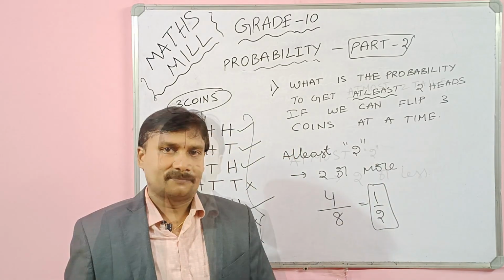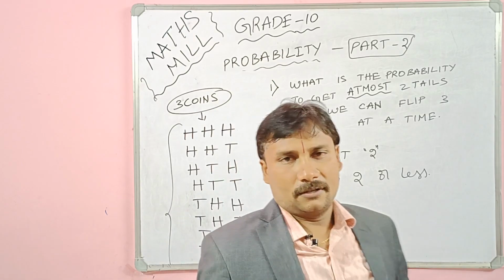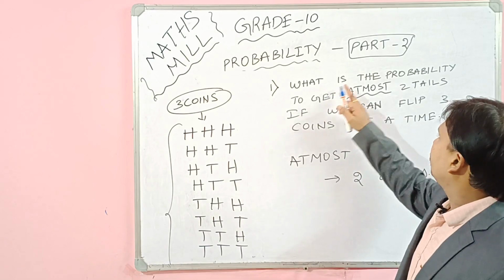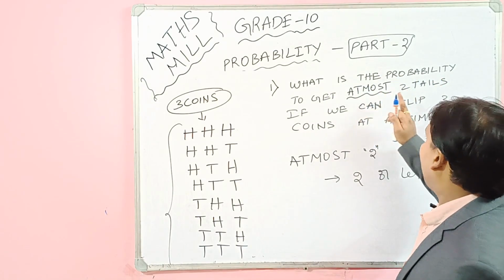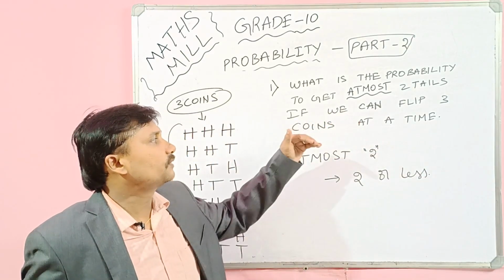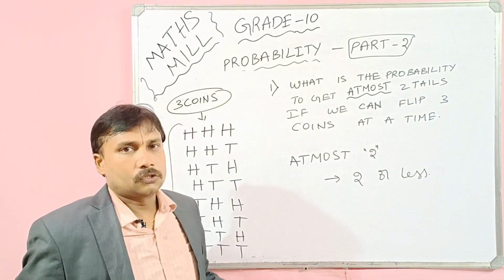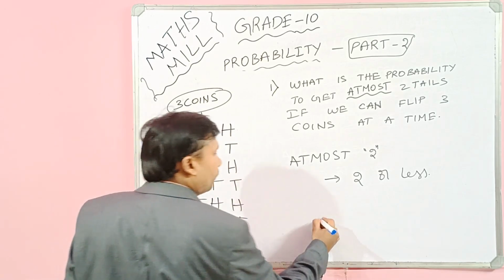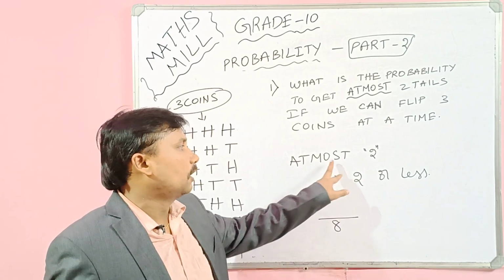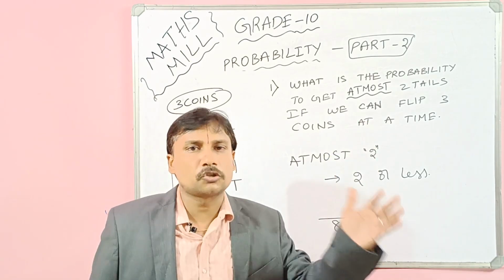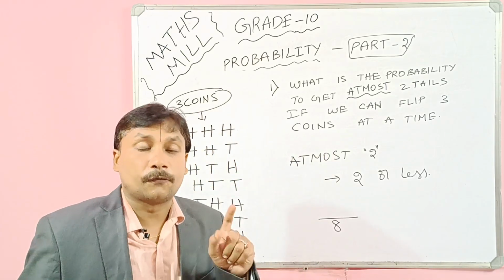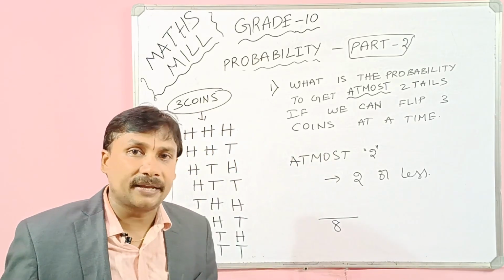Hope you got it. In the same way, let's see one more example: what is the probability to get at most 2 tails if we flip 3 coins at a time? So first we should know the number of outcomes, 8. It won't change. At most means what? 2 or less. At most 2, 2 or less. At most 5, 5 or less. So 5 also should be included, 2 also should be included.